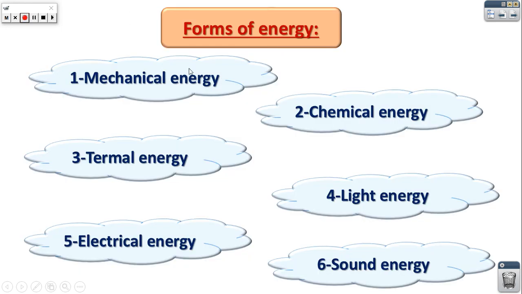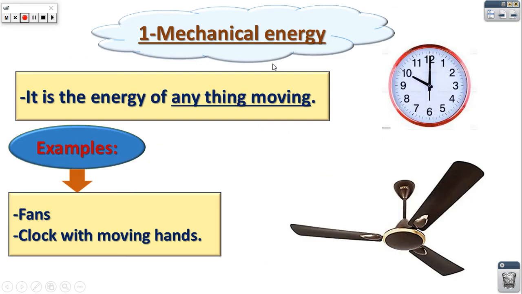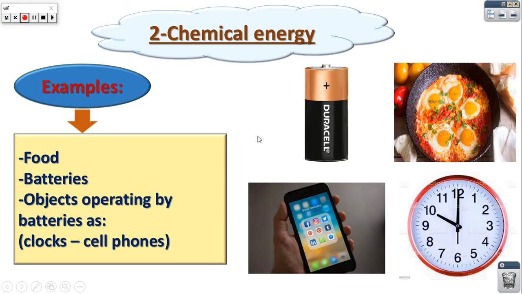Let's talk about other forms of energy. Let's start with mechanical energy. Mechanical energy is similar to kinetic energy. It's the energy of anything moving. So we can call mechanical energy kinetic energy or vice versa. Okay? Anything that moves makes kinetic or mechanical energy, like the fan, like the arms of the clock. All of them are moving, so they have mechanical or kinetic energy.